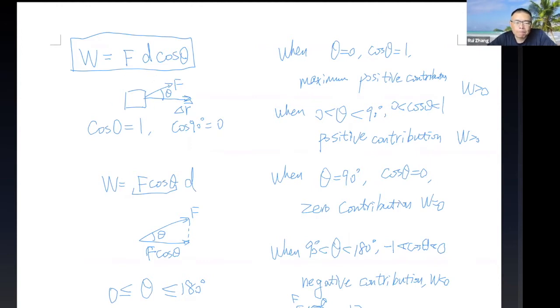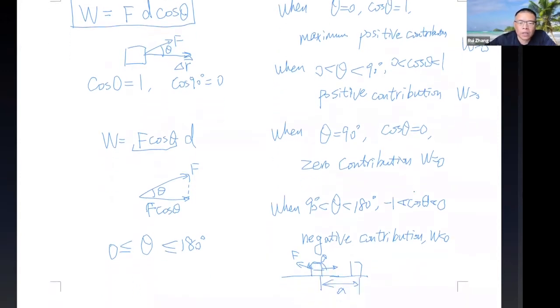And basically the idea is, it depends on the angle. If the angle is 0, you got a positive number, then it's like you got a positive contribution. It's a maximum positive contribution. If the angle is smaller than 90 degrees, only one component of the force is going to do the work, but it's still going to be positive contribution. When the angle is 90 degrees, the force is going to go along this direction, so there's no contribution because cosine theta is 0, so there's no work.